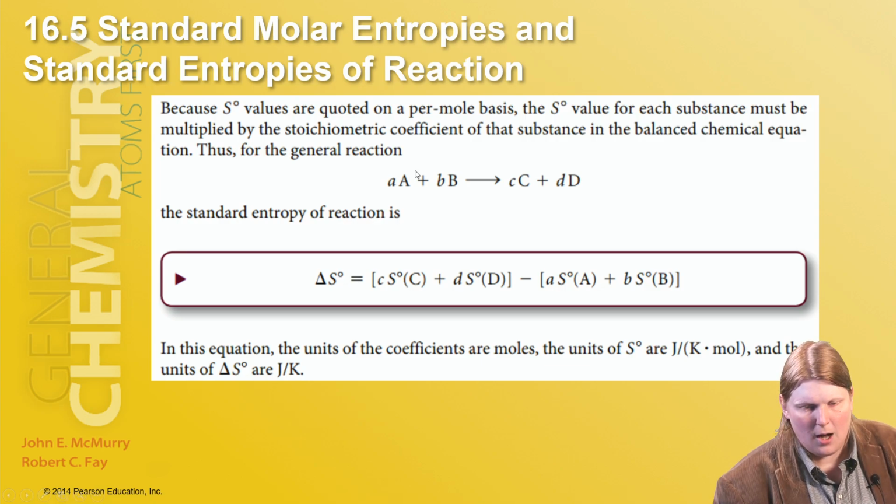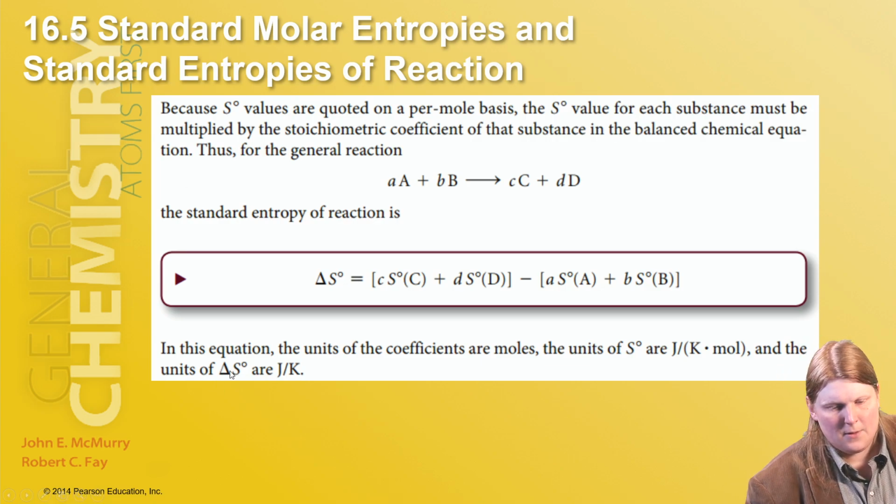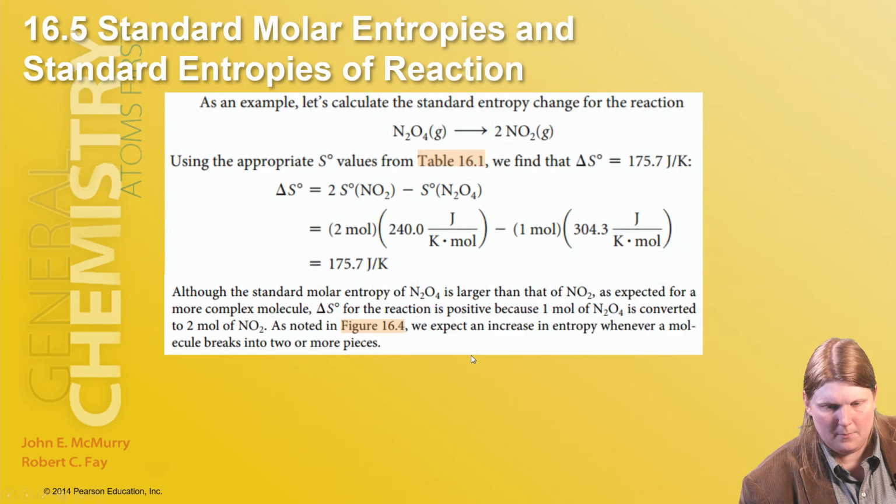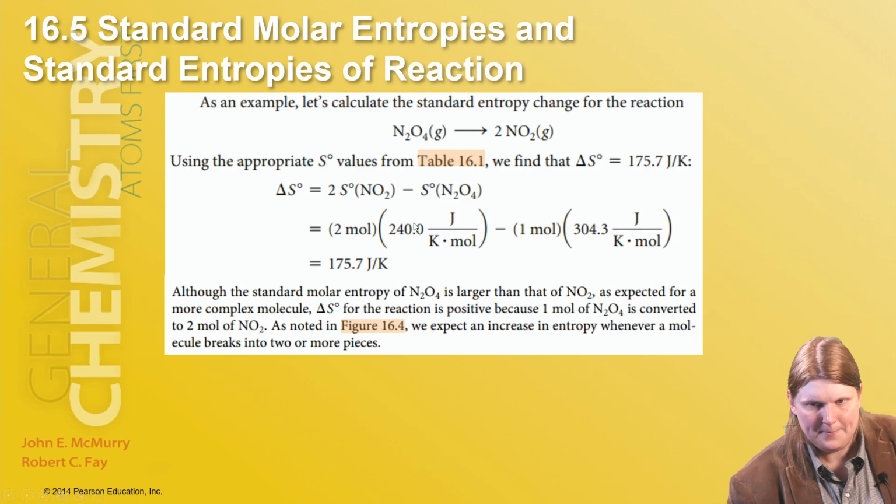Again, that's a S naught because we're under some standard conditions here, and in the equation, the units of the coefficients are moles, so the value of delta S here is just in joules per Kelvin, which is the typical unit for changes in entropy or for entropy more broadly. So they work this out and they find the value here for this particular change by looking values up in a table. We expect an increase in entropy whenever a molecule breaks into 2 or more pieces. Keep that in mind as well.